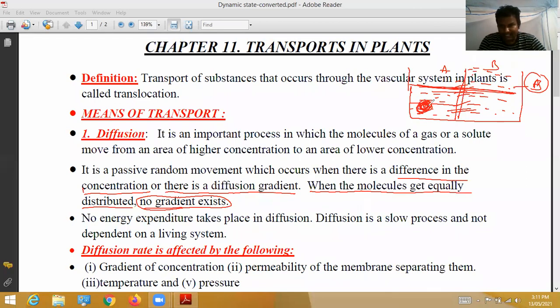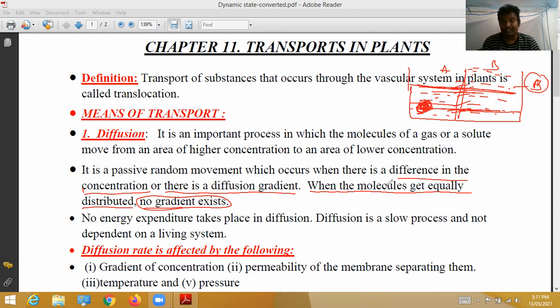See here, high concentration. Towards the low concentration, molecules diffusion process takes place. Against the concentration gradient does not take place. Okay, so like that, if some factors exist around diffusion, then the diffusion process does not occur.